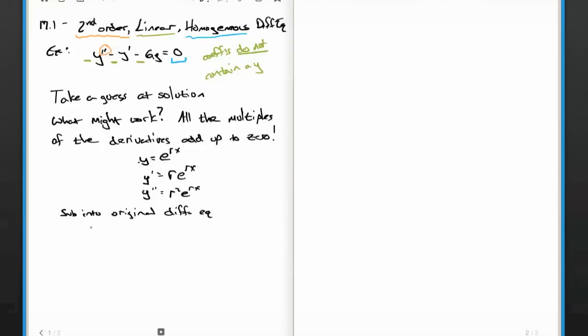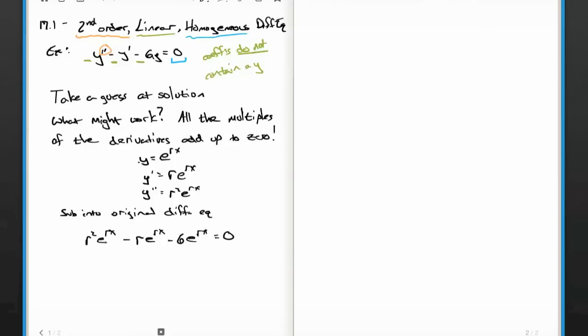So what do we have here? We've got the second derivative, so it's r squared e to the rx, minus the first derivative, which is just r e to the rx, and finally minus 6 times the original function, which is just e to the rx. And those things have to add up to equal 0, right?